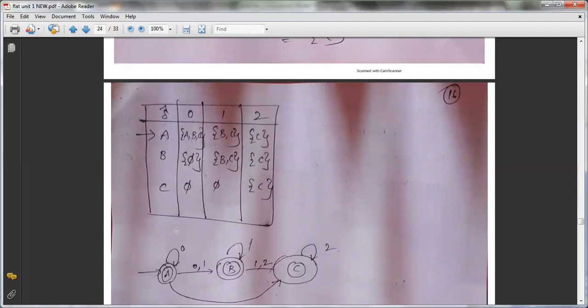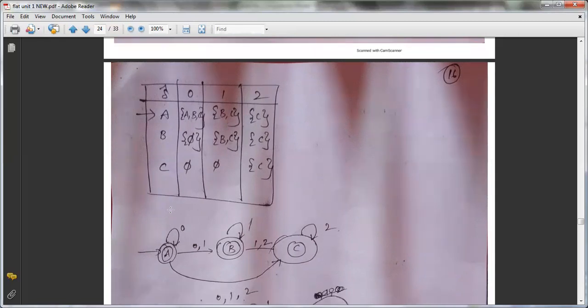Okay. So now what are you going to get? A on 0 is going to where? A, B, and also C. Okay. A on 1 is going to where? A on 1 is going to B and also C. Okay. So that's what I have written here. And then again, A on 2 is going to where? C. So that's what we have written here, C.